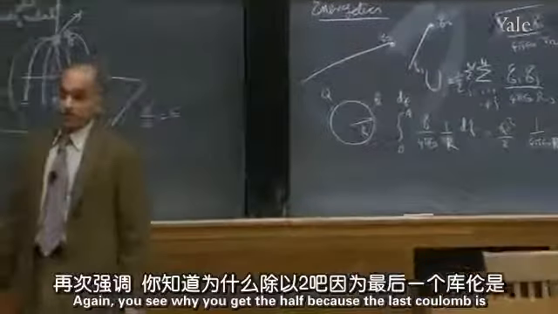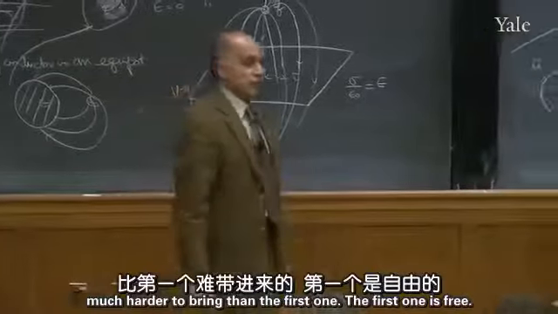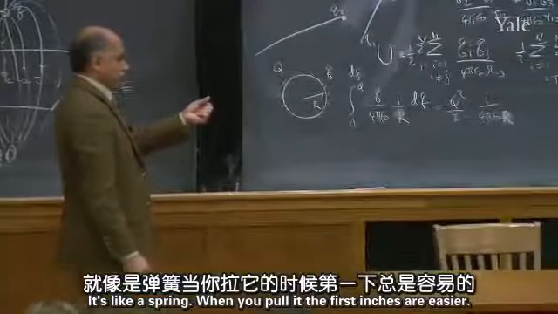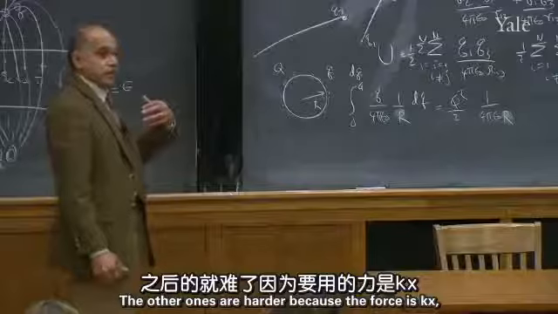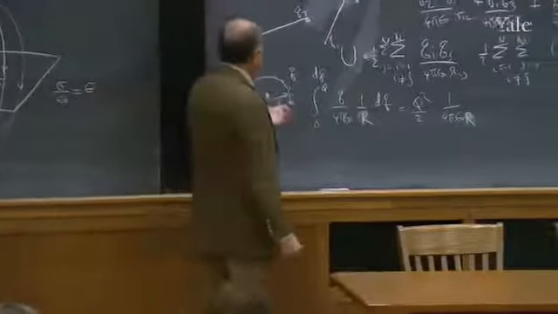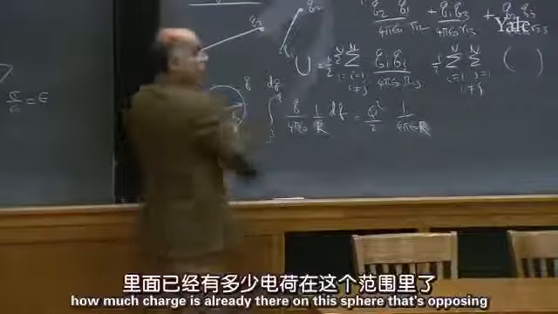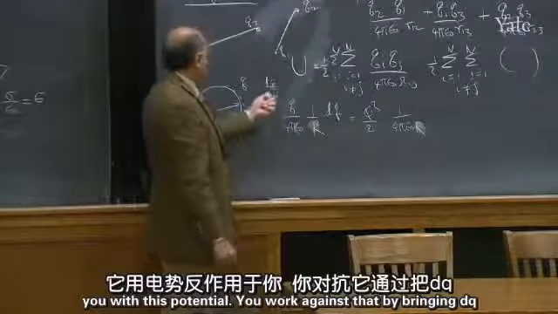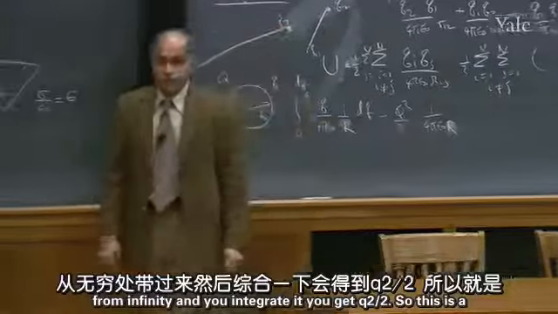Again, you see why you get the half, because the last coulomb is much harder to bring than the first one. The first one is free. It's like a spring. When you pull it, the first inches are easier, the other ones are harder because the force is kx. The work done is the integral of x, that becomes x squared over 2. Similarly, to bring in an extra charge, you've got to worry about how much charge is already there on the sphere. That's opposing you with this potential. You work against that by bringing dq from infinity, and then you integrate it, you get q squared over 2.